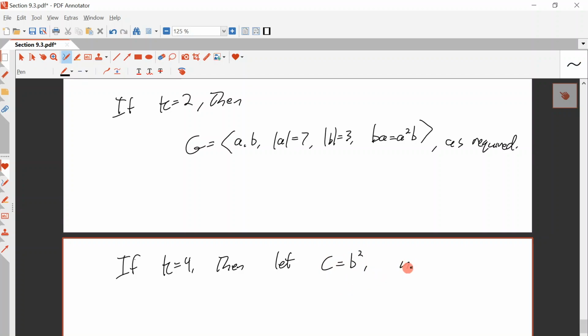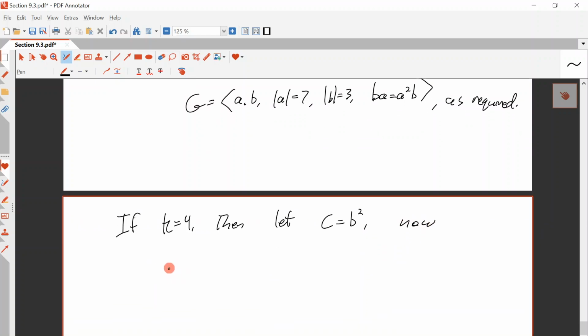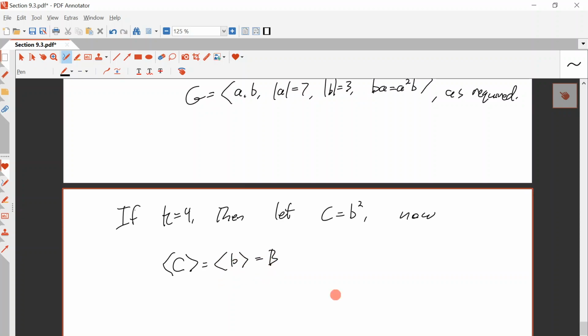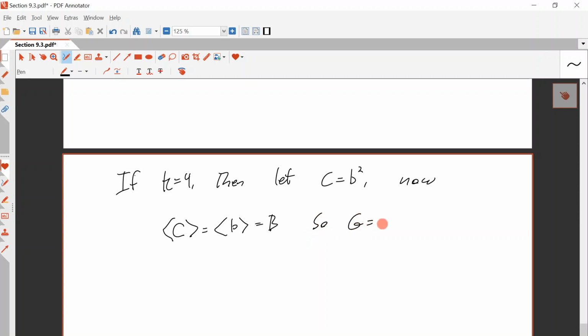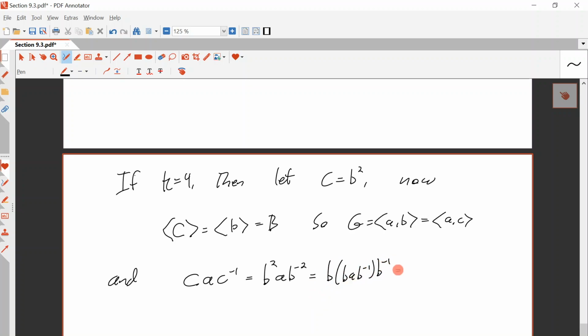Now, the subgroup generated by C is the same as the subgroup generated by B. So G, which is generated by A and B, is also generated by A and C. And CAC inverse is B squared A B to the minus 2, is B inverse, but this was A to the 4th.